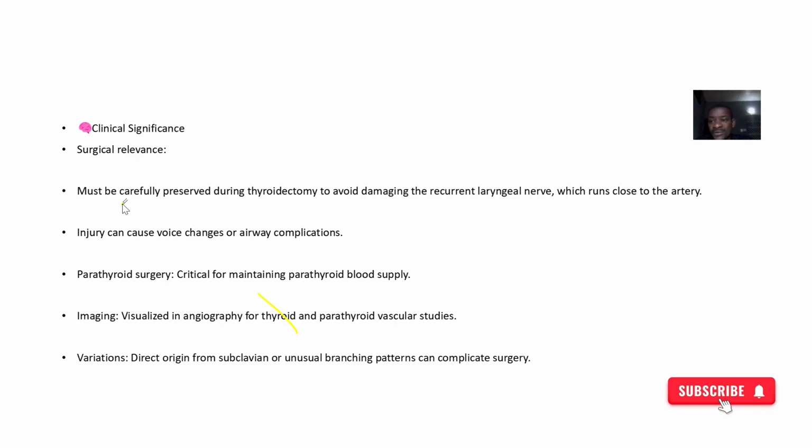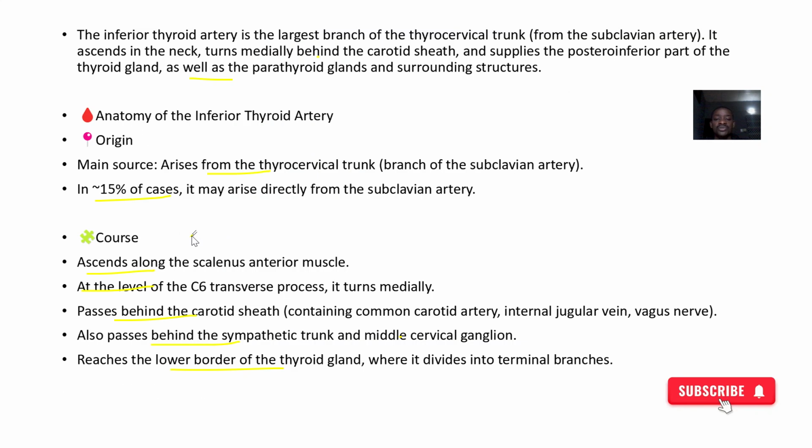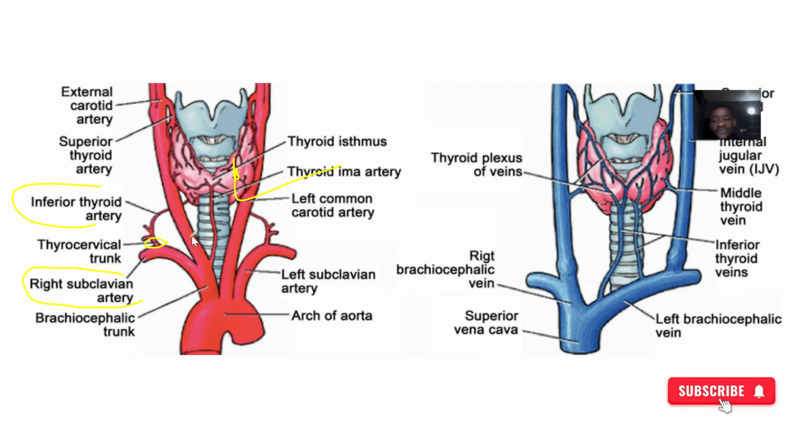When you are doing thyroidectomy, you have to be very careful about this artery. You don't want to cut it. For us that want to become surgeons, you have to know about arteries so much. So injuries can also cause some voice changes. If there's injury to the inferior thyroid artery, it can affect how somebody sounds. The voice can be coarse, and the voice can be high-pitched.